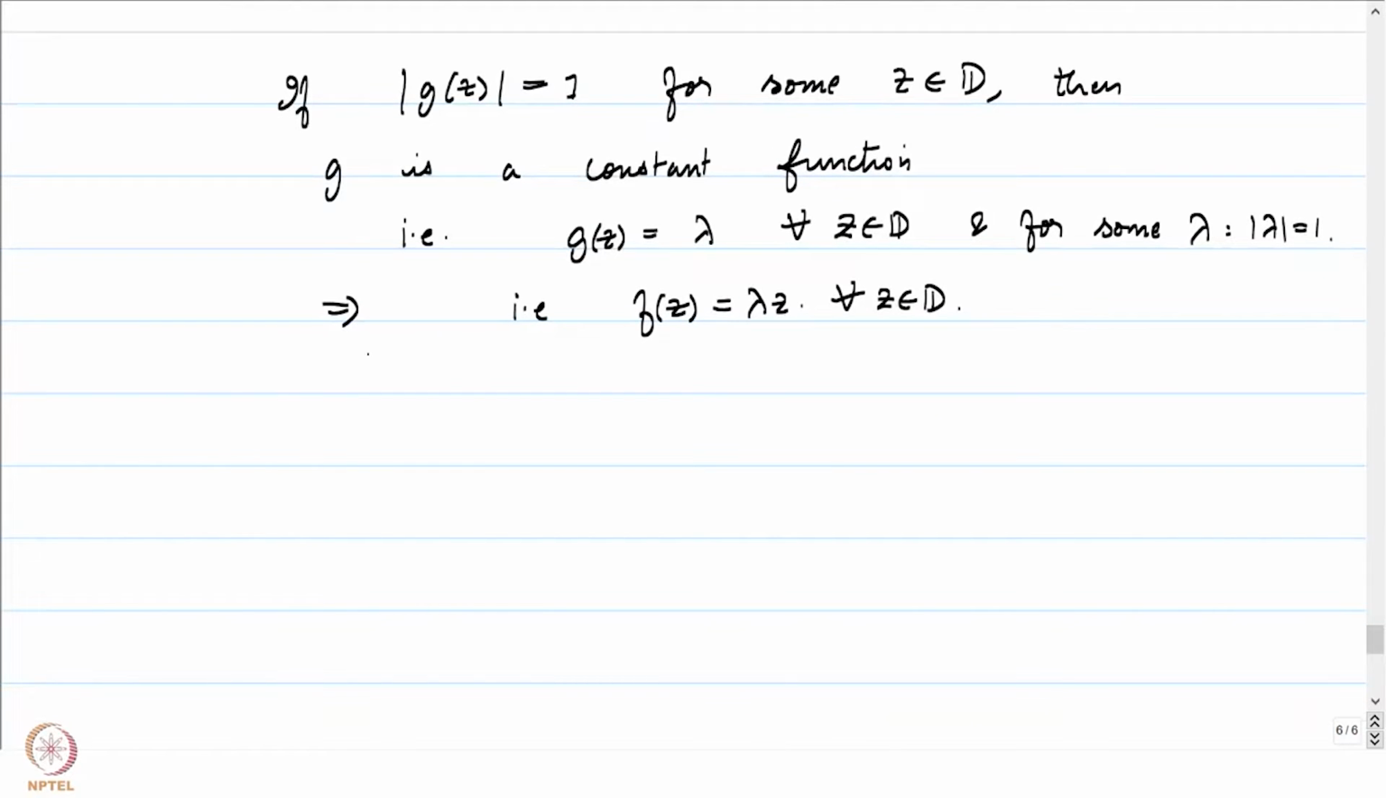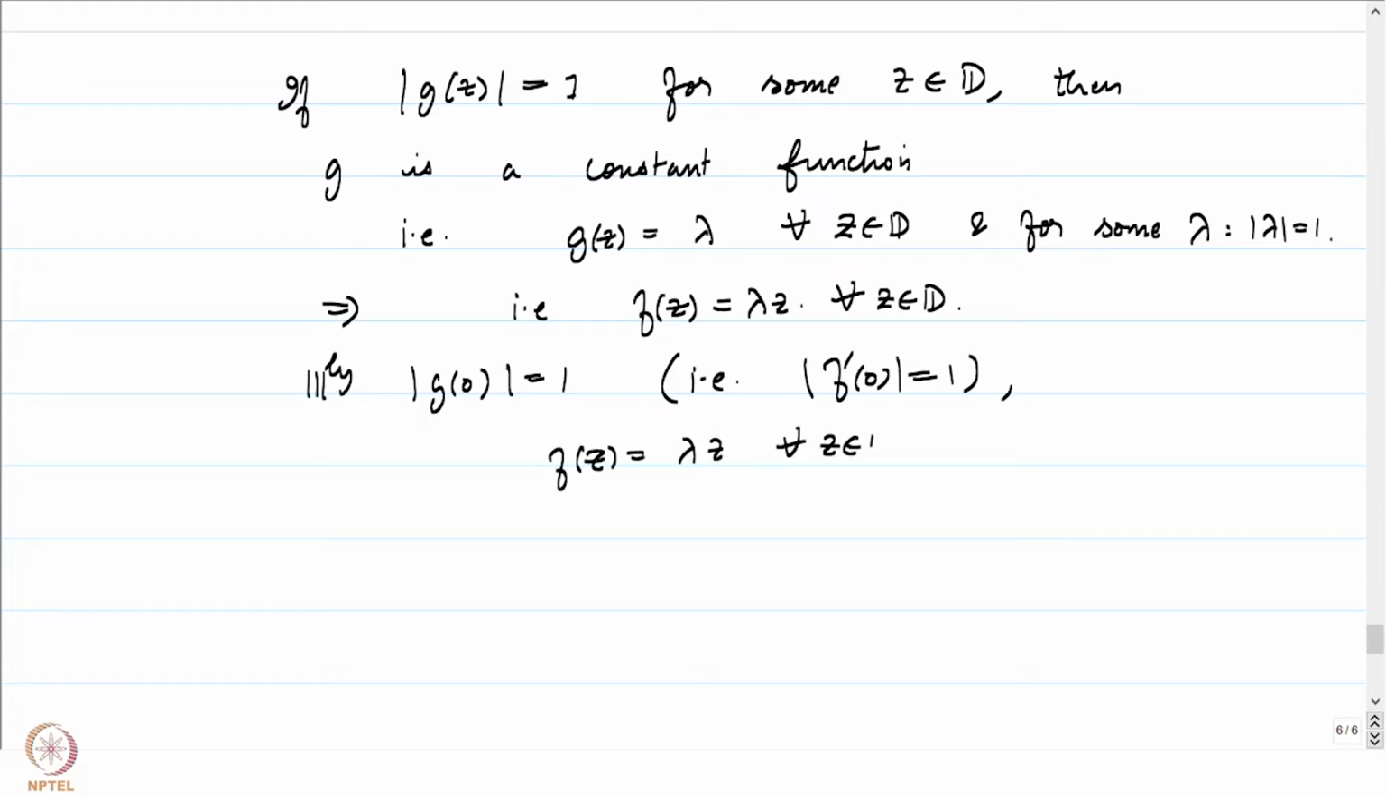This is also the case when the absolute value of g of 0 is equal to 1, that is, when f prime of 0 has absolute value equal to 1. Then yet again in some interior point the maximum is being achieved, and hence g is a constant. Let me just directly write that f of z is equal to lambda times z for all z in D, and some lambda such that the absolute value of lambda is equal to 1. So that completes the proof of the Schwarz's lemma.